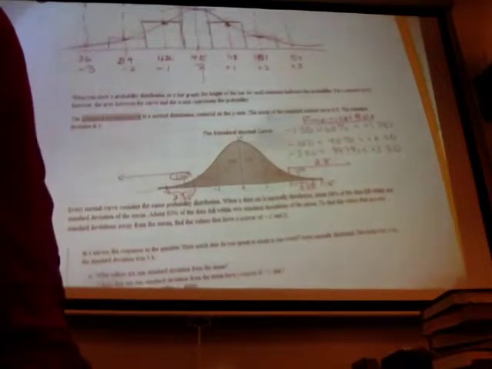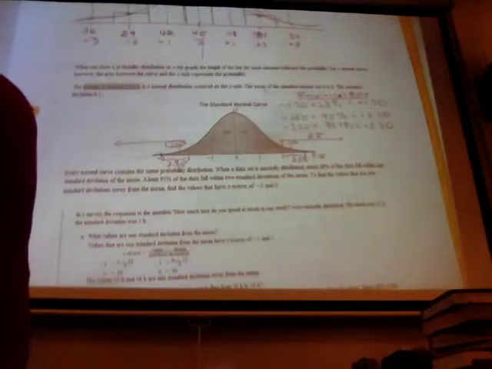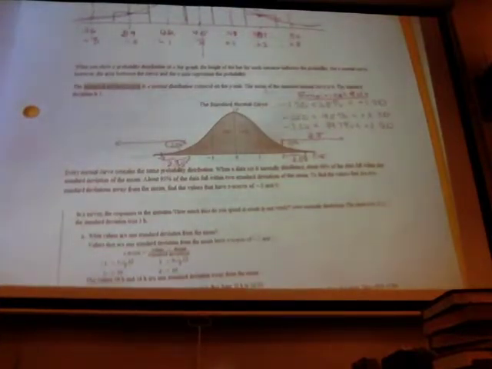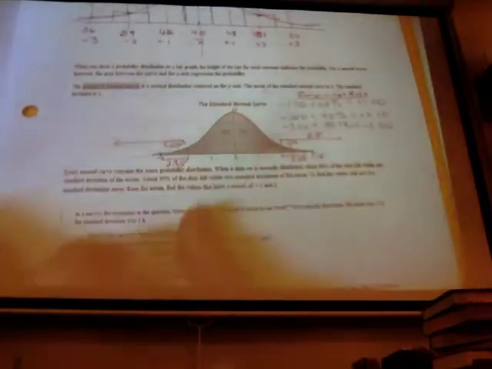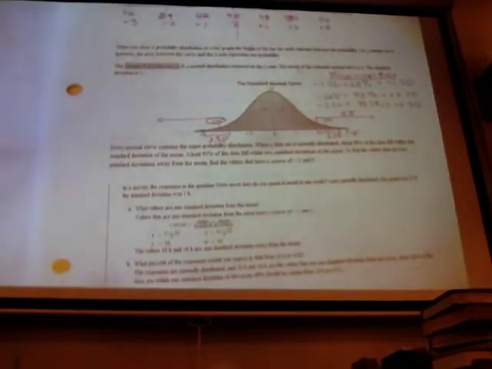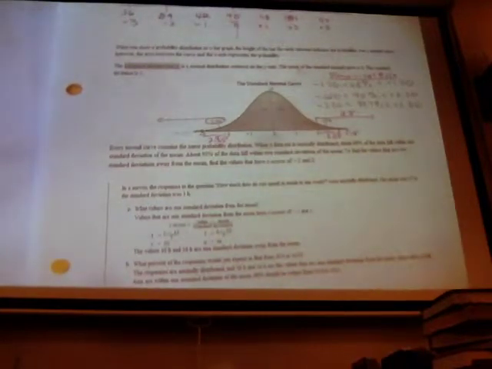Okay? So how does that help us? Let's see what we can do with that little statistical number. Every normal curve contains the same probability distribution. This is called the probability distribution. What is this titled? Normal distribution. It's of the normal curve. These are your percents. Okay? So when a set of data is normally distributed, about 68% of the data fall within one standard deviation of the mean, about 95% of the data fall within two standard deviations, and now you know about the 3 standard deviations. We kind of increased it.